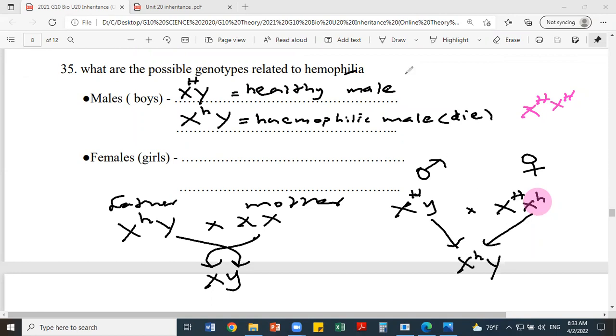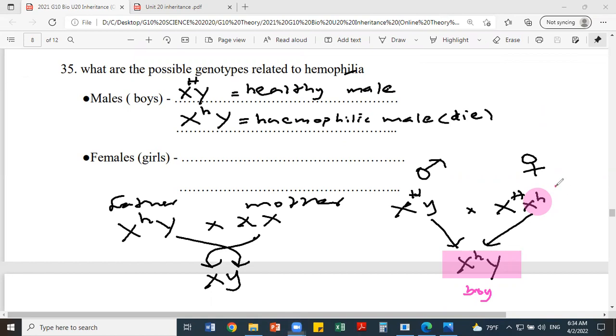Who got the disease? The male, the baby boy, got the disease. From whom? From his mother. The boy got this disease from his mother, but the mother does not have the disease. The mother is a carrier. So this girl, this female, got this simple h from whom? From her grandfather or grandmother.